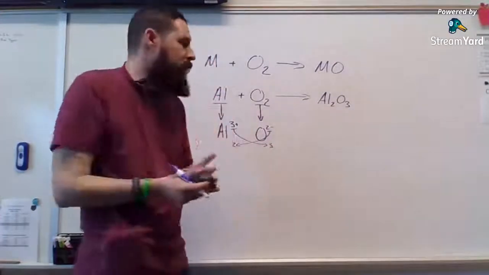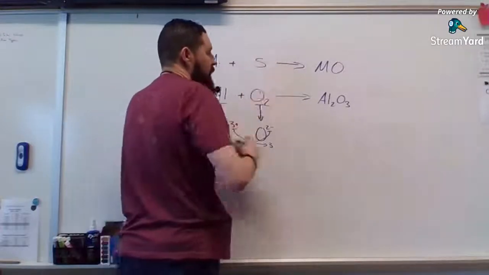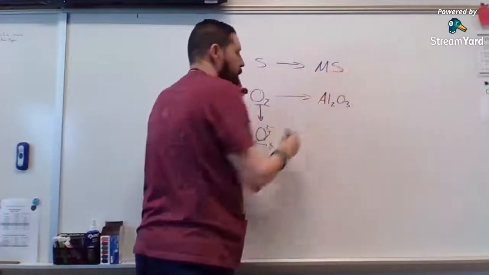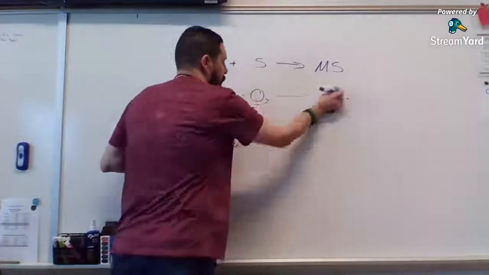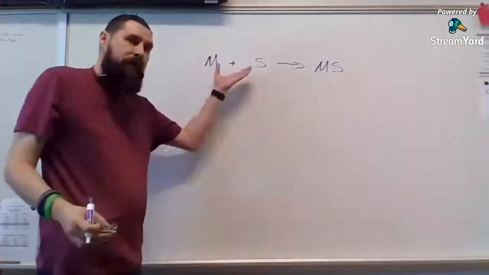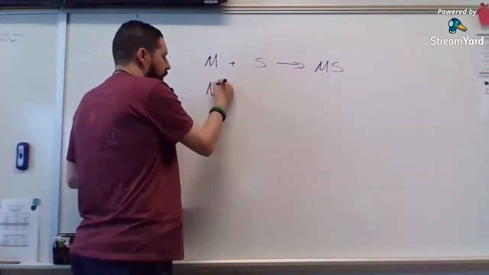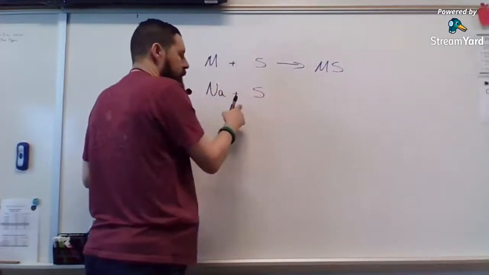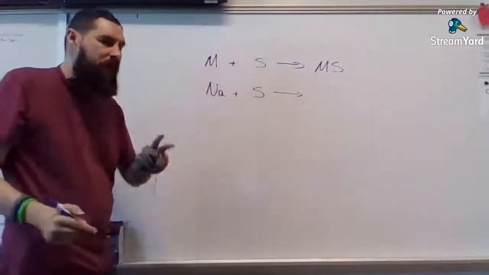And this is very similar to if I were to combine a metal with sulfur. Instead of getting a metal oxide, I'm going to get a metal sulfide. Okay? So let's look at 3 examples for reacting a metal with sulfur. The first I'm going to do, we'll just start out with a positive 1 charge. So the metal is sodium, combining with sulfur to get my metal sulfide.